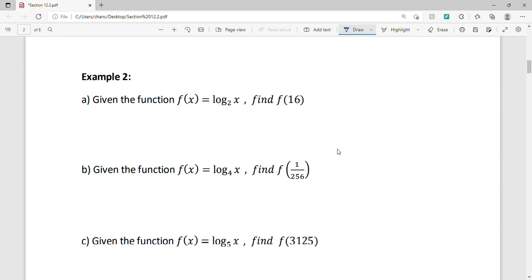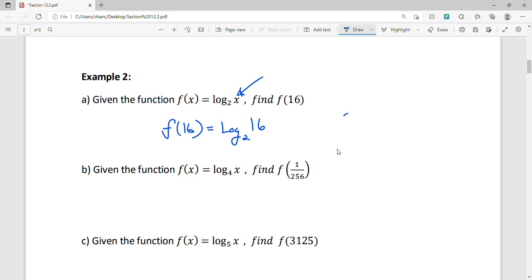Example 2. Given the function f of x equals log base 2 of x, find f of 16. We'll start by writing f of 16 first. And that means I need to do substitution. This is a substitution problem now. We'll plug in that 16 for the x: log base 2 of 16. 2 raised to what power is going to give us 16?